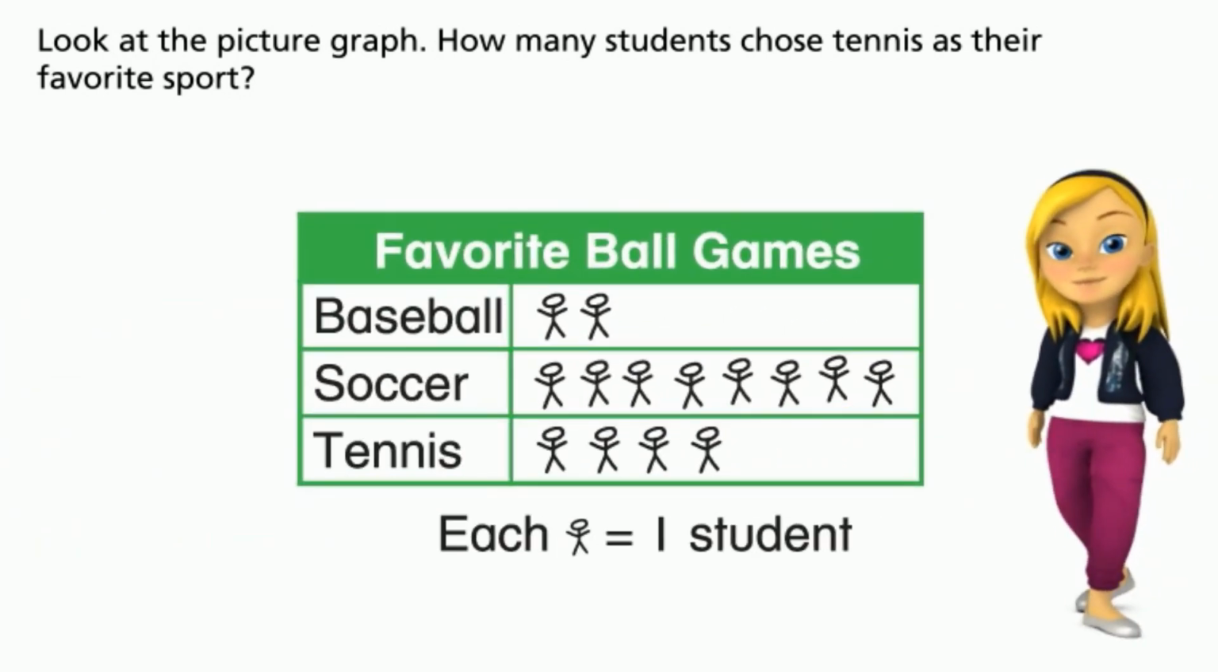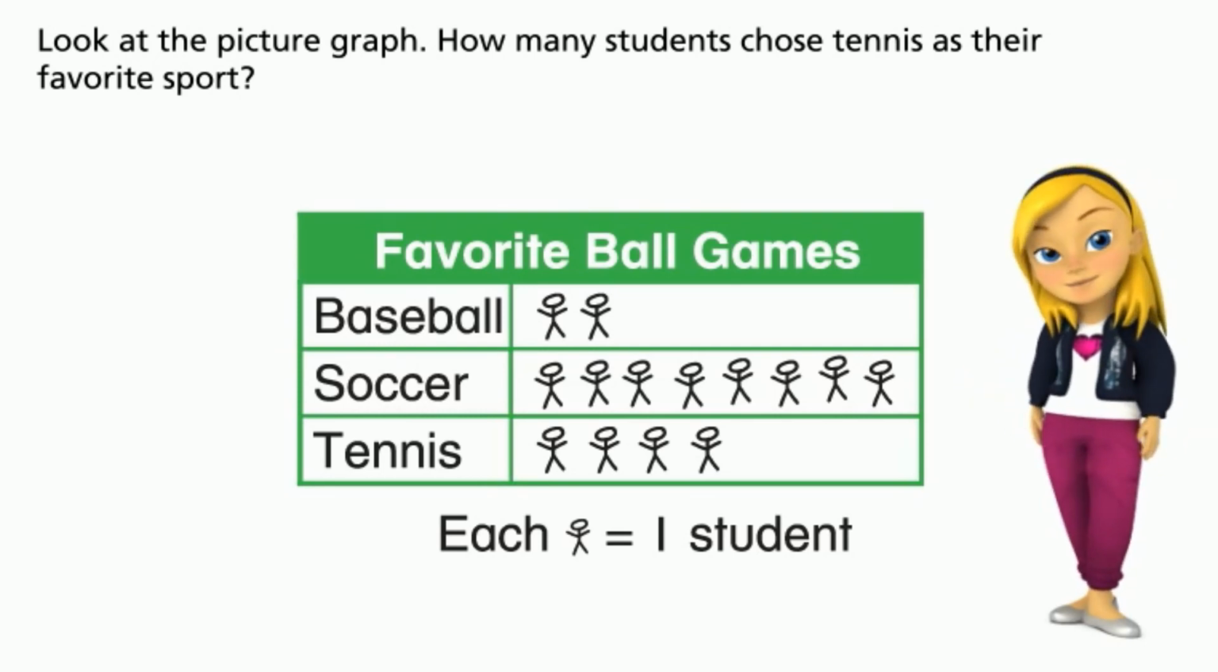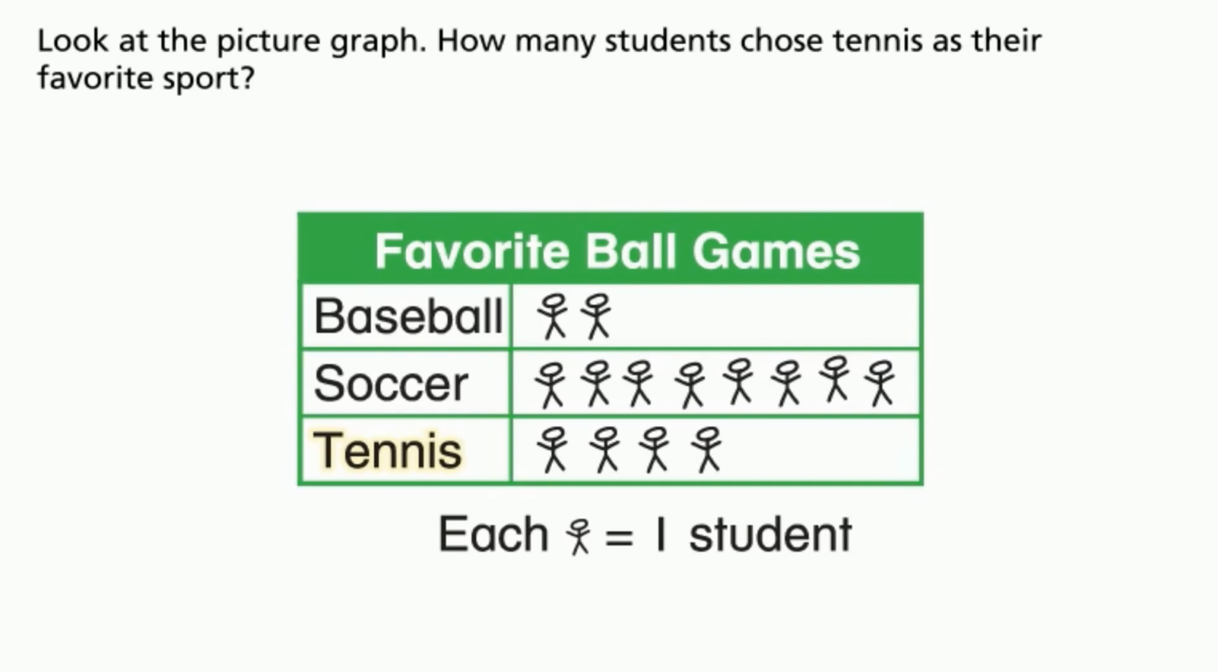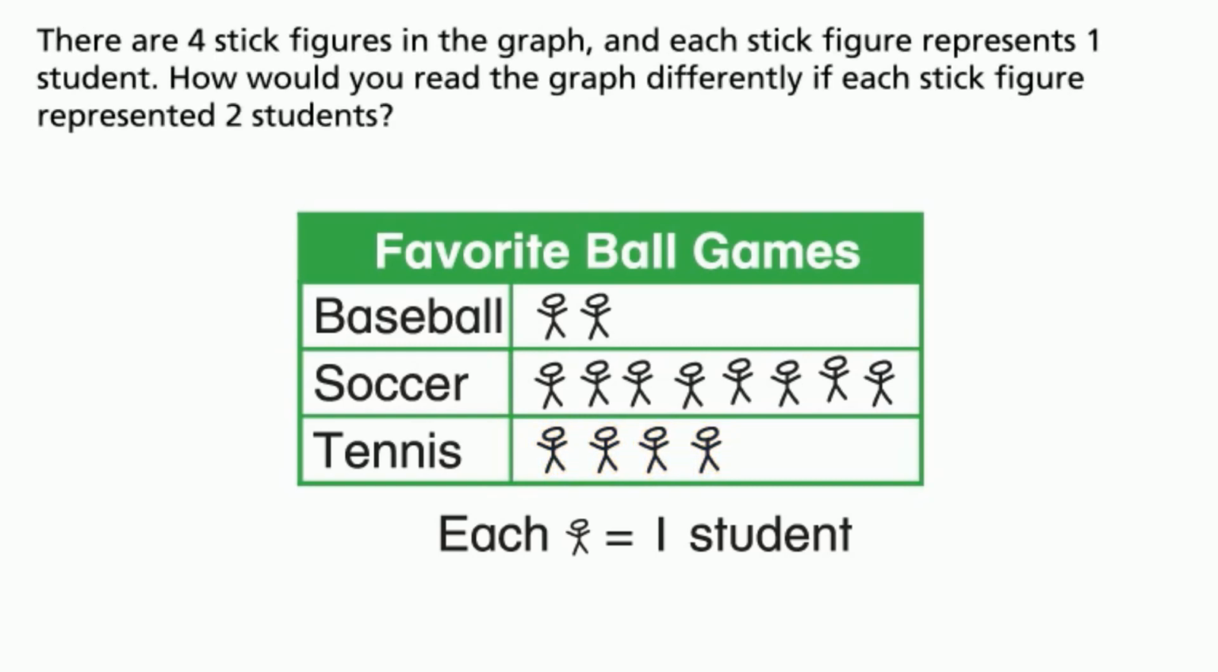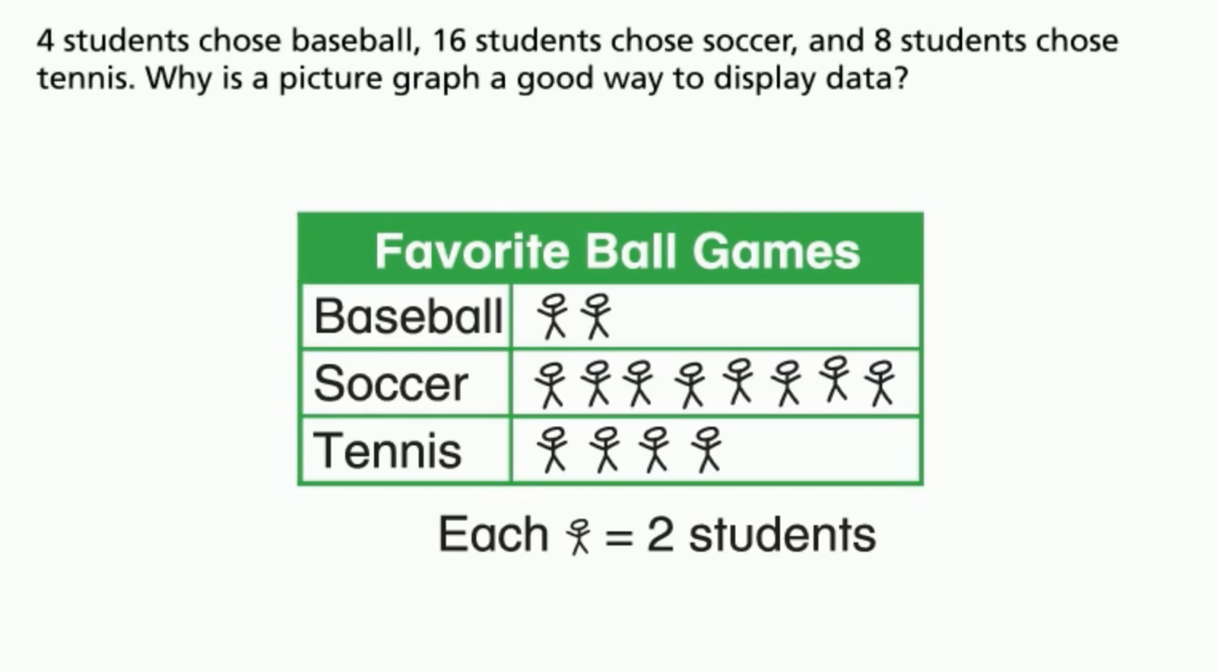Look at the picture graph. 8 students chose soccer. How many students chose tennis as their favorite sport? 4 students chose tennis. How do you know? There are 4 stick figures in the graph, and each stick figure represents one student. How would you read the graph differently if each stick figure represented 2 students? Four students chose baseball, 16 students chose soccer, and 8 students chose tennis.